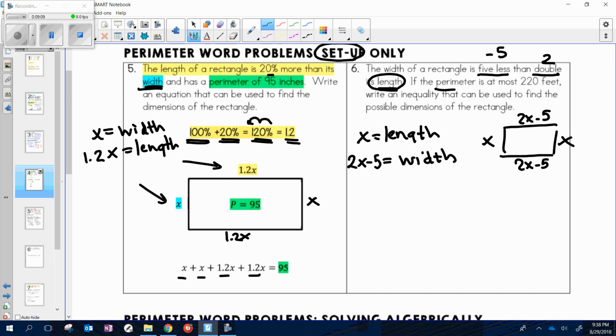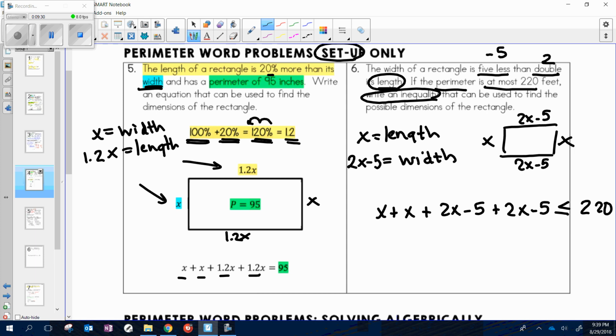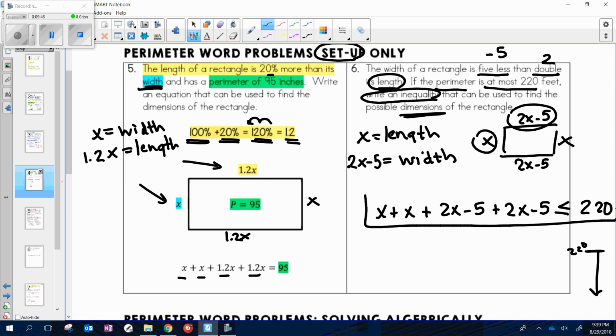All right, then it says the perimeter is at most, and I need to write an inequality. So at most. The perimeter means add up all the sides. 2x minus 5 plus 2x minus 5. And it's at most, so it would be less than or equal to 220. Think about that. If 220 is the most, you're going to be less than or equal to that. So I'm trying to find the dimensions, the x and the 2x minus 5. But I don't have to solve, so that's all I needed to do.